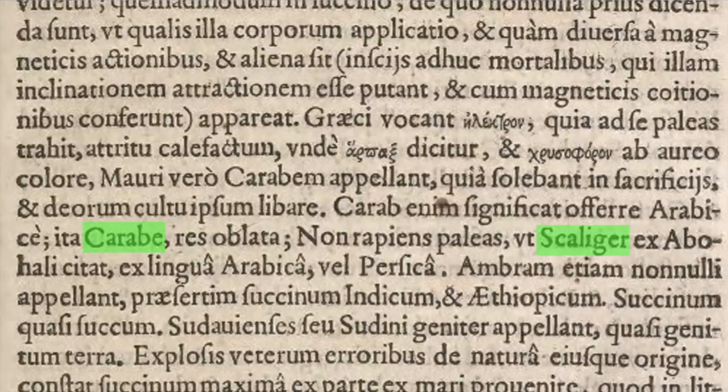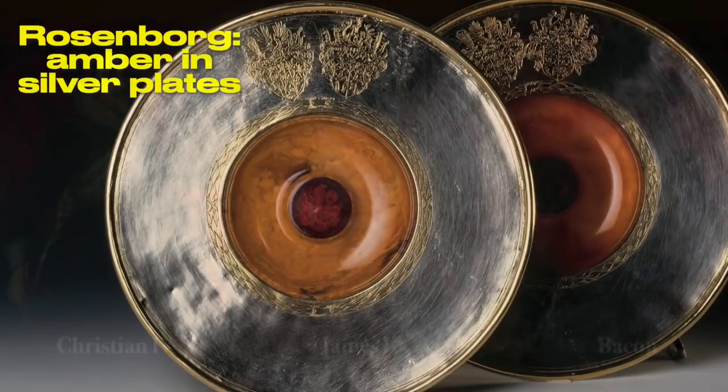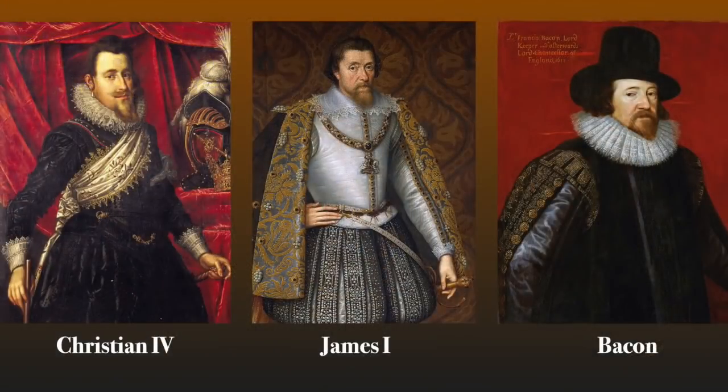Anyway, with this focus on amber and electromagnetism happening at this time in history, it's fascinating to find these silver plates with amber centers in the treasured artifacts still housed in Rosenborg Castle today. On his 1606 trip to England, Christian IV would not have met William Gilbert, who had already died in 1603. But it's entirely possible and even plausible that Christian, King James, and Francis Bacon could have discussed Gilbert's work with electromagnetism.